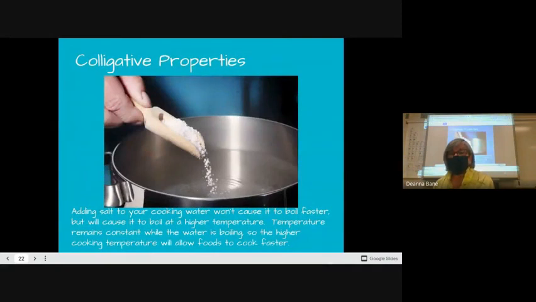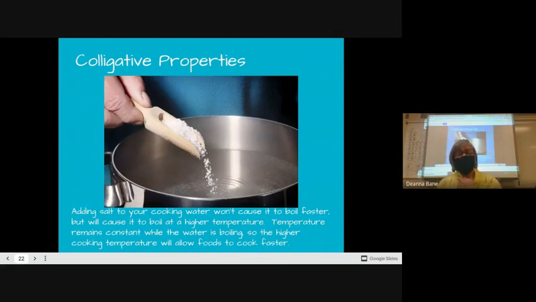Okay, we often add salt to our water, and sometimes we think that it makes our food cook faster or it makes the water boil faster. But in reality, sodium chloride, if you recall from the solubility curves, has a pretty flat slope. In other words, as the water temperature increases, not a lot more salt will dissolve into the water.